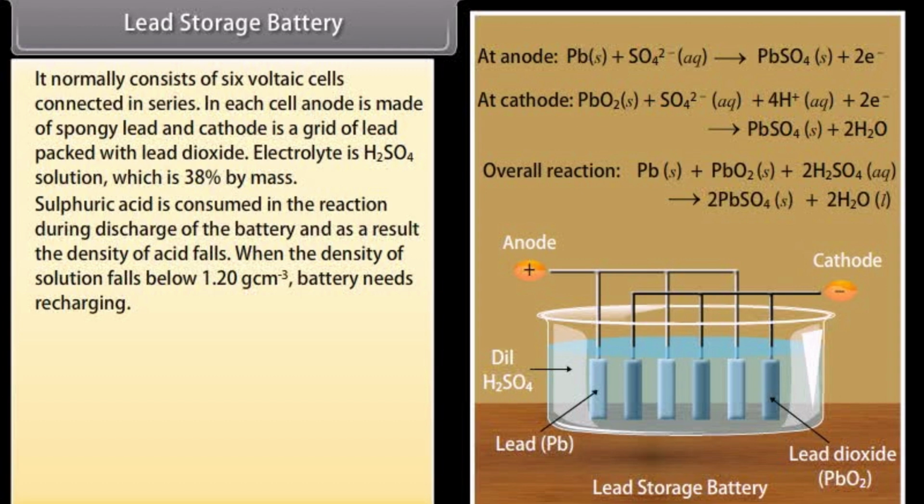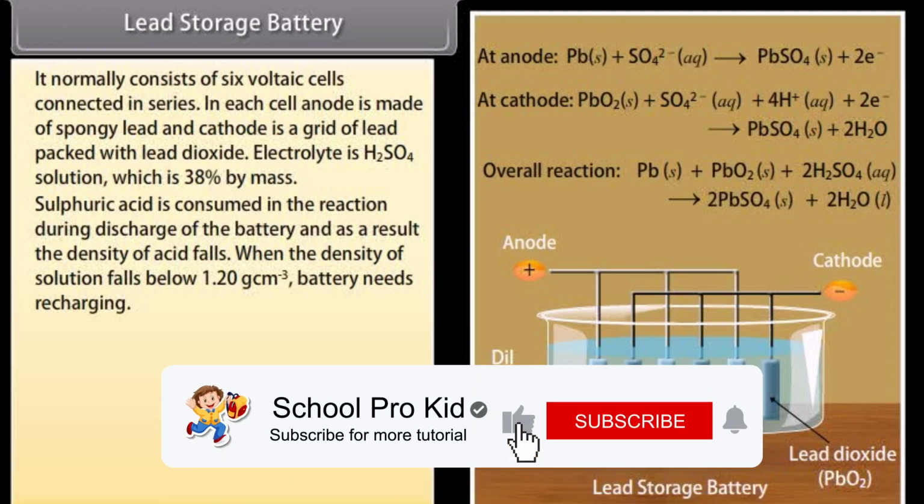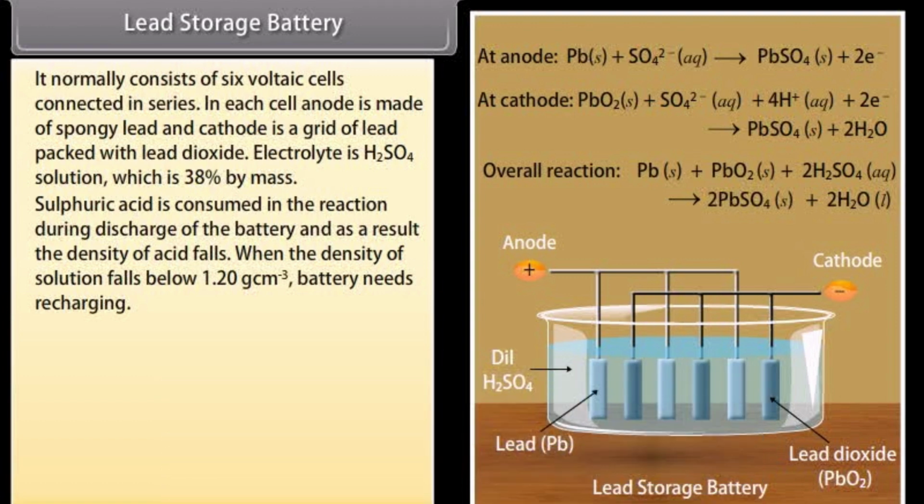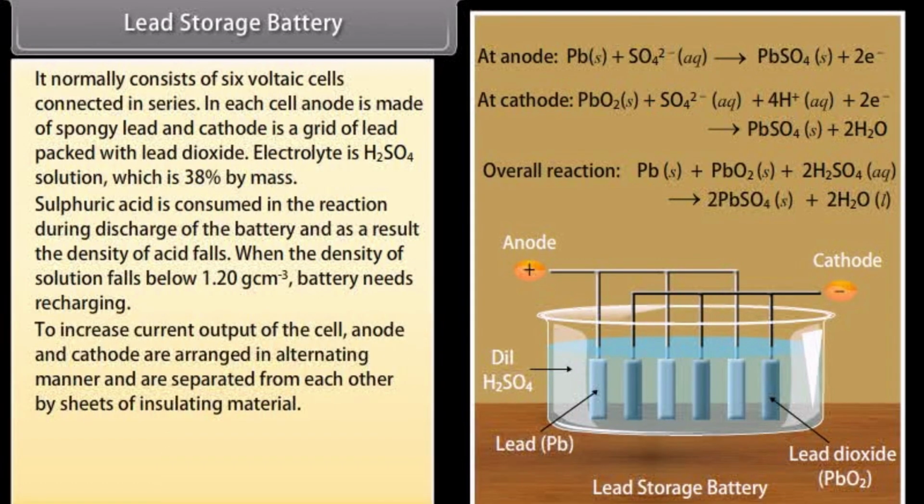When electrical energy is supplied to the battery from an external DC source, cell operates like an electrolytic cell and chemical reactions take place. But now, the electrode reactions are reverse from those that occur during the discharge of the battery. To increase current output of the cell, anode and cathode are arranged in alternating manner and are separated from each other by sheets of insulating material.